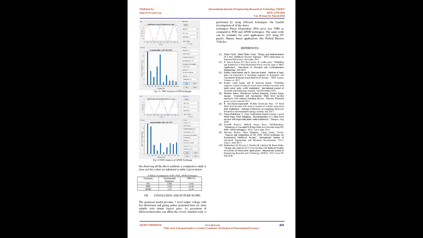The proposed model provides 7-level output voltage with less distortions, and the gating pulses generated here are more reliable with simple logical gates. As generation of different harmonics can affect the circuit, a detailed study is performed by using different techniques. On careful investigation of all the above techniques, phase disposition (PD) gives less THD as compared to POD and APOD techniques. The same work can be extended for solar applications 10 using PV panels, and battery-based applications like hybrid electric vehicles.